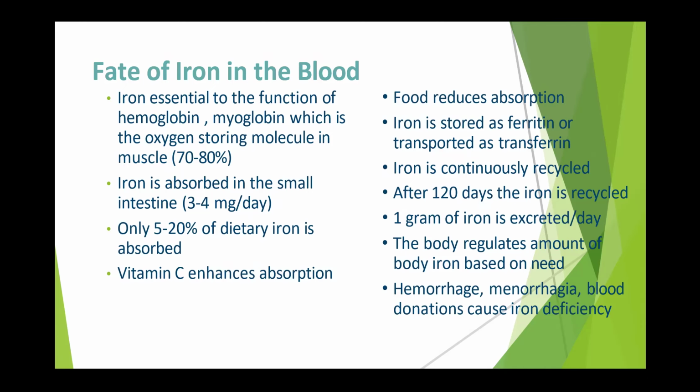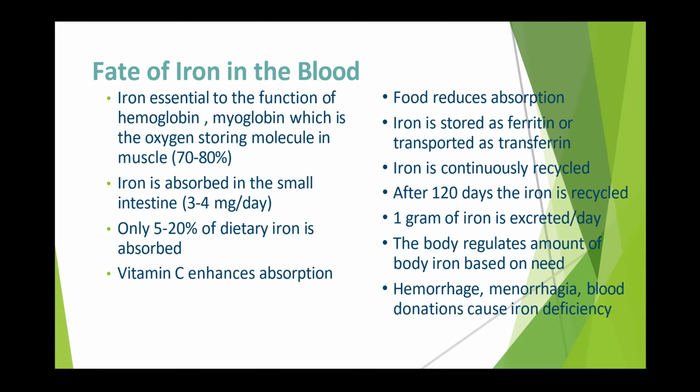Your iron gets absorbed in your small intestine, about 3 to 4 milligrams a day, and you get that from diet, right? 5 to 20% of dietary iron is absorbed, and you need vitamin C to enhance the absorption of it, okay? There are different foods that can reduce the absorption. And when you take in dietary iron, it's stored as ferritin or transported as transferrin. And iron gets recycled in your body.